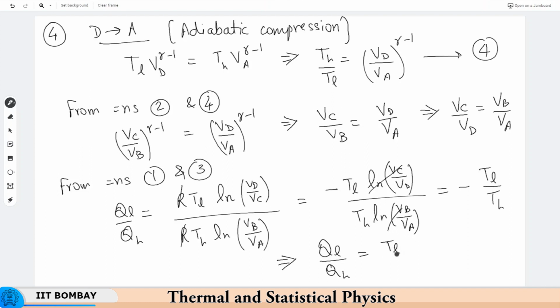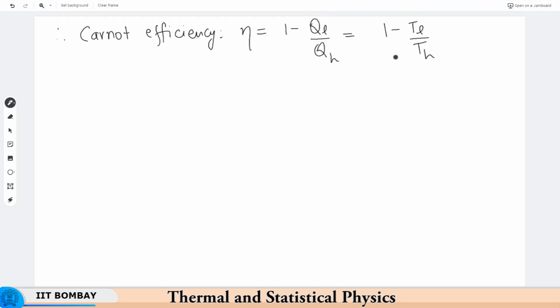In magnitude it is just equal to TL divided by TH, and this is a very important result, right. Therefore, the advantage of having this expression is that now we can go back to the efficiency of the Carnot engine. The Carnot efficiency, which is given by the quantity eta, is 1 minus QL by QH, and now I can substitute QL by QH here. So, this is 1 minus TL by TH, okay, and this is a very important expression.